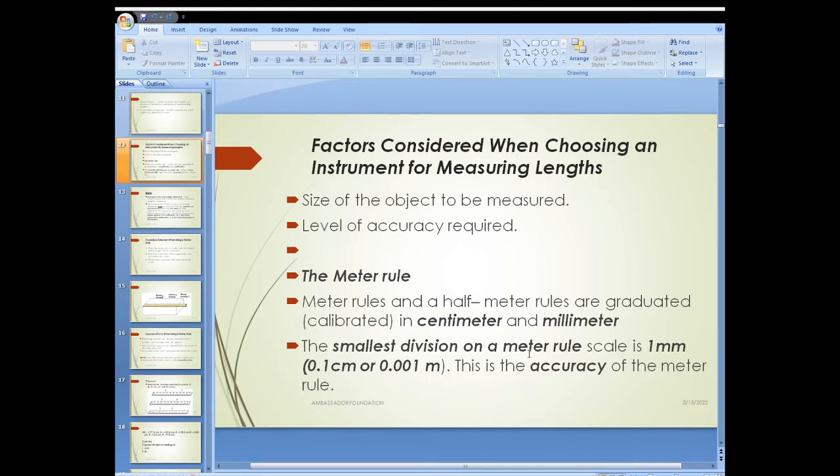Meter rules and half meter rules are graduated in centimeters and millimeters, but in most cases, we work with the centimeter side. The smallest division on a meter rule, which we are calling the accuracy, is either 1 millimeter, 0.1 centimeter, or 0.001 meter. So in short, the accuracy of a meter rule is 0.1 centimeters. That is the accuracy of a meter rule.